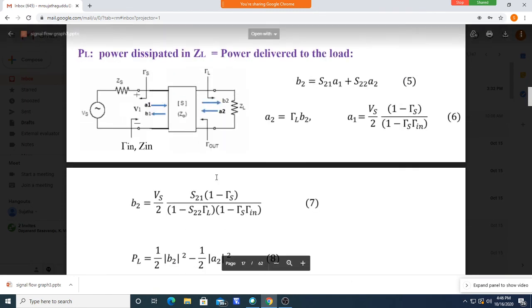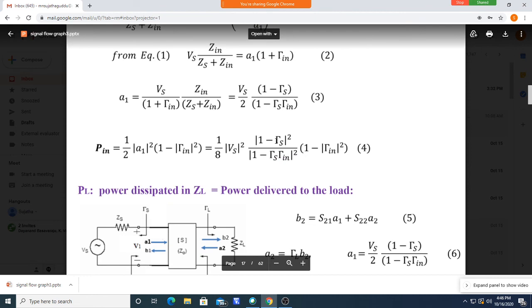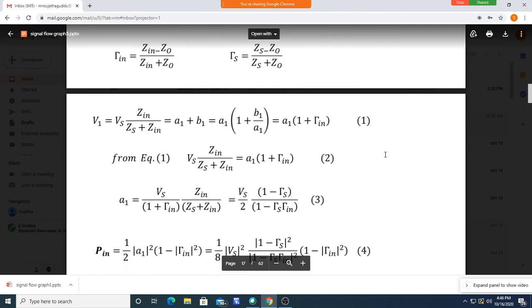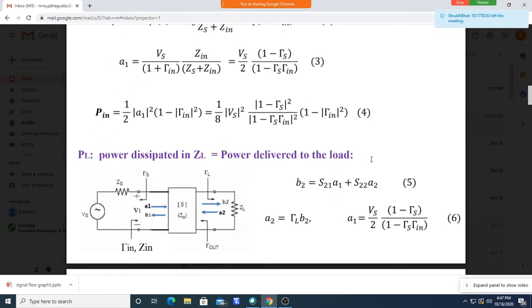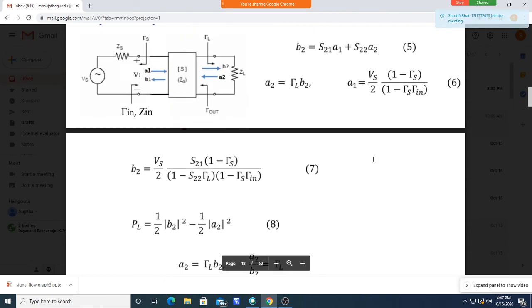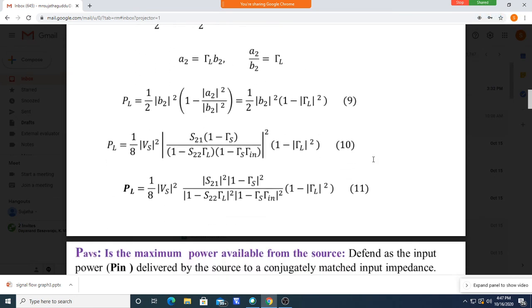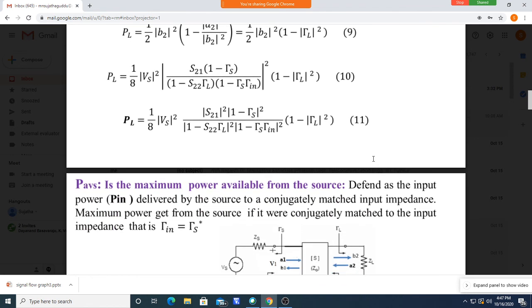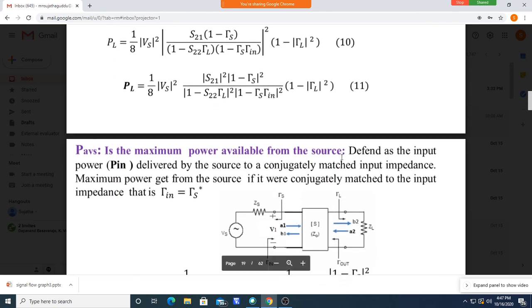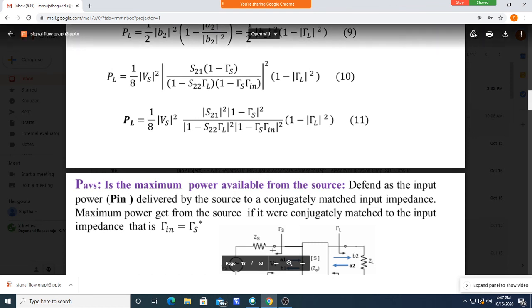Did you understand the input power? This is the derivation. I have written all the steps here, so you can go through this video or the PPT I will provide. You can practice the derivations. In the next class, we will see more.